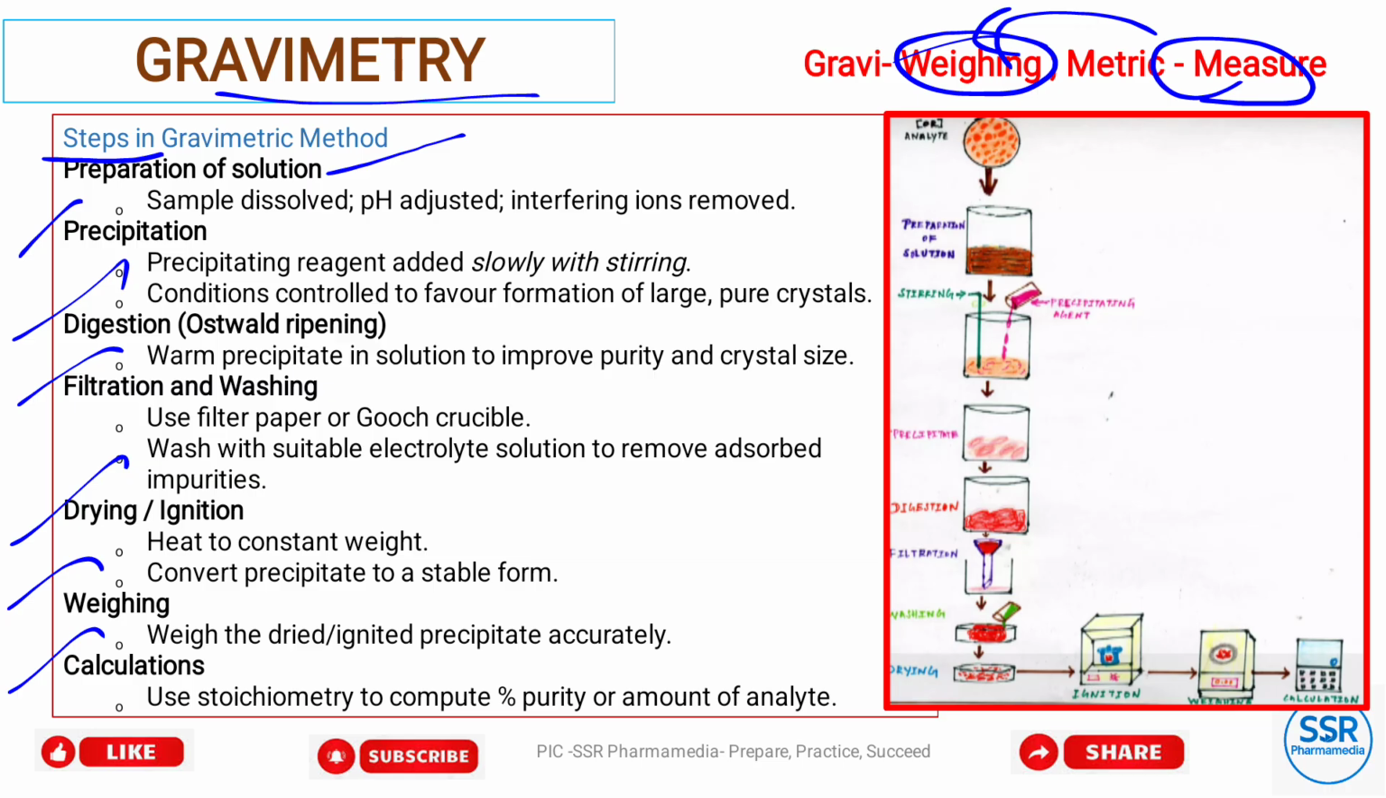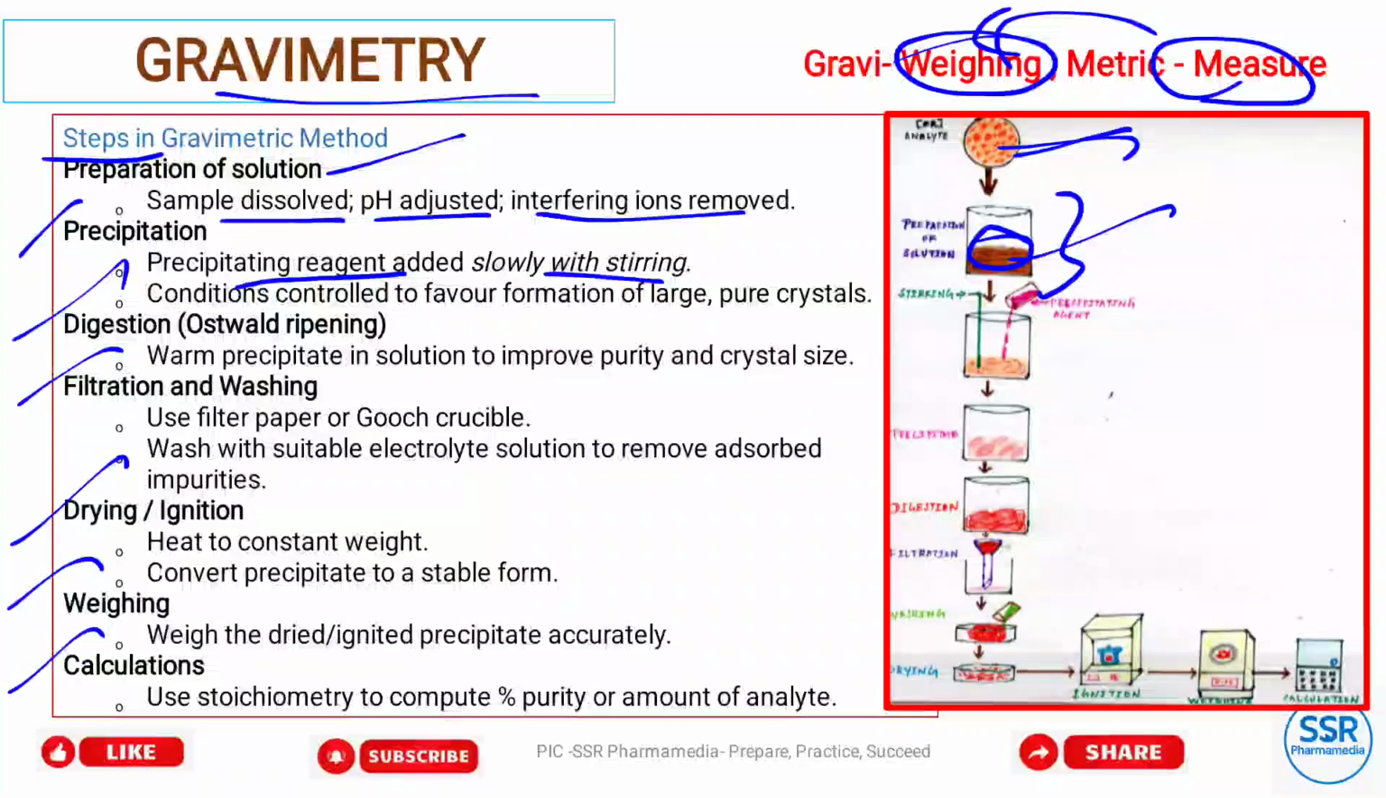In the preparation of the sample, the sample is dissolved, pH is adjusted and interfering ions are removed. That is the first step. The solid sample is dissolved in a suitable solvent, the pH is adjusted, then interfering ions are removed. Then comes precipitation, by adding the precipitating reagent slowly with stirring. This is the second step, and conditions are controlled to favor formation of large and pure crystals. Here the crystal formation takes place during the precipitation step by adding the precipitating reagent.